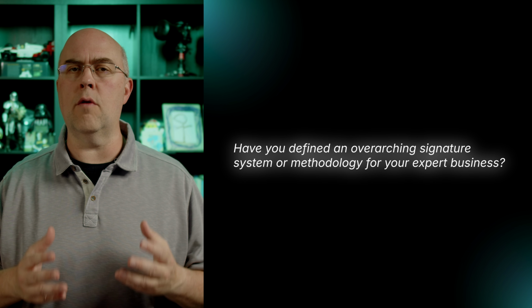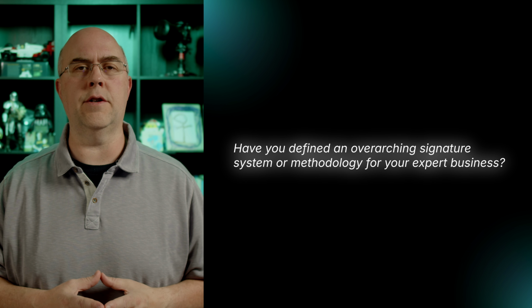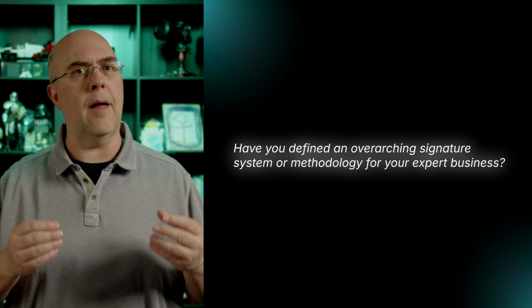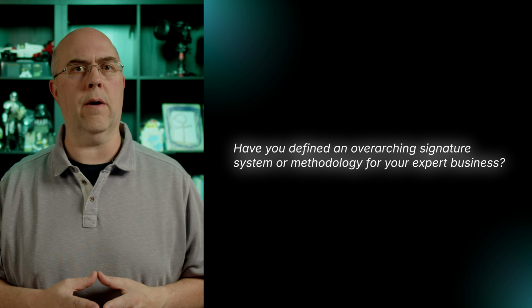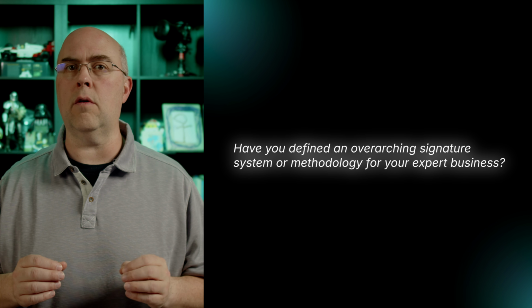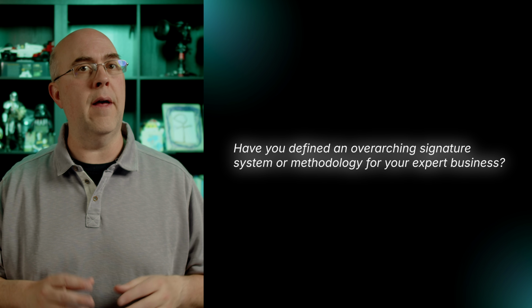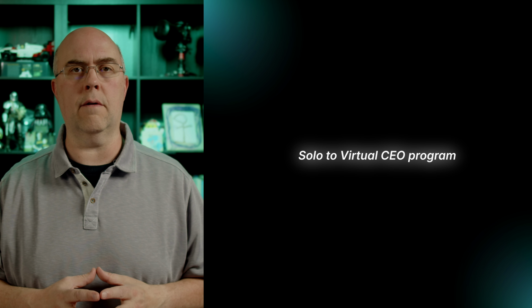So have you defined an overarching signature system or methodology for your expert business? That is the high-level phases or steps you use to create a transformation or outcome for your customers. Doing so is critical for aligning everything in your business. It's one of the first things we do with clients in our Solo to Virtual CEO program. See what I did just there?